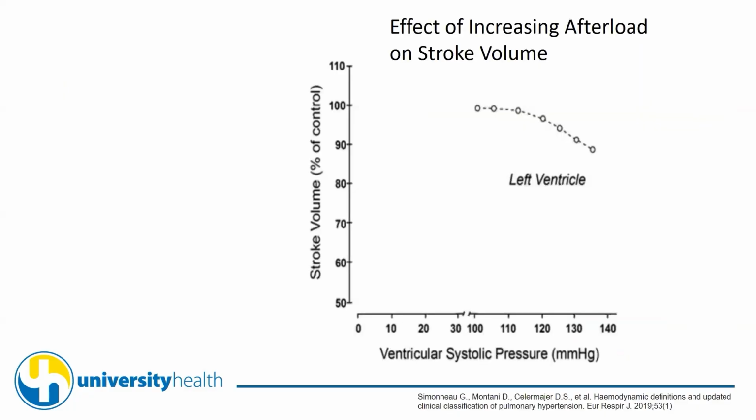And so what happens when you increase afterload, or in other words, cause hypertension? And what does that do to the stroke volume of the left ventricle? The left ventricle is able to adapt. When you go up on the ventricular systolic pressure, the left ventricle's stroke volume only decreases by maybe 10%. What about if you increase the afterload for the right ventricle? Just small increases in that pressure have a huge effect on the stroke volume of the right ventricle. And this is the primary reason why pulmonary hypertension causes right heart failure: this effect on the right ventricle.